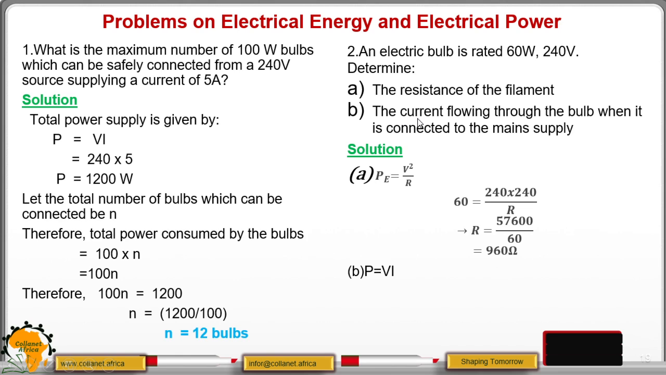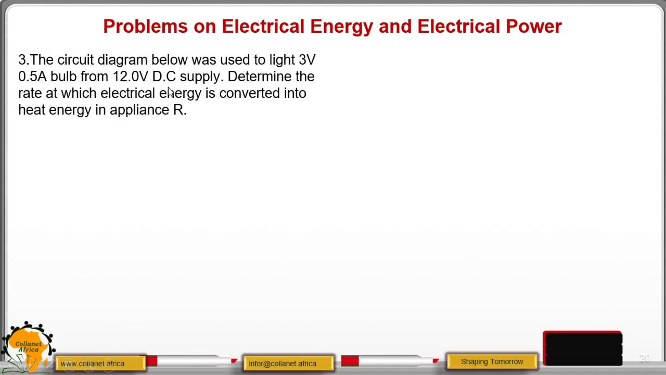Then you are supposed to get the current flowing through the bulb. We know that power can also be calculated using voltage times current. Therefore, from this formula, we can make current the subject of the formula, where we divide through by V, and therefore I will be equal to power divided by V. By so doing, you get 60 divided by 240, which is our voltage. You get that our current will be equal to 0.25 amperes. Then from there, we move to question number 3.